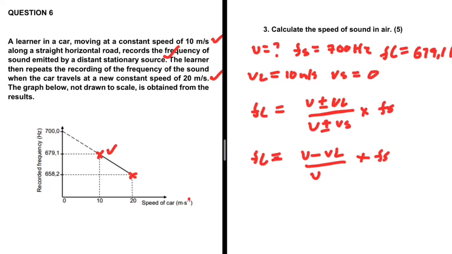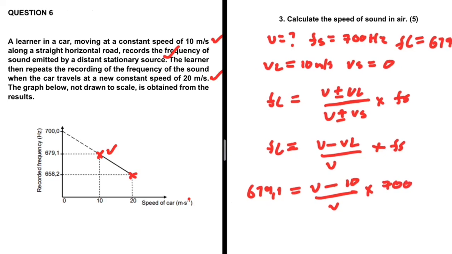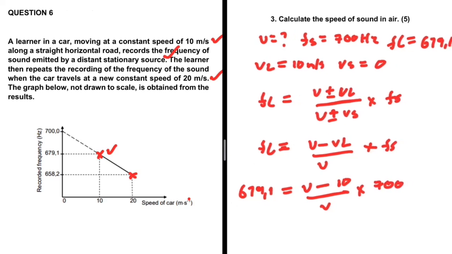FL, the frequency observed, we have 679.1 being equals to speed of sound in air, so that is V minus the velocity of the listener, 10 meters per second, everything divided by V, multiplied by the frequency emitted. So there we go. We have solved the physics question. Right now we're just solving for V. It now becomes a mathematical problem.